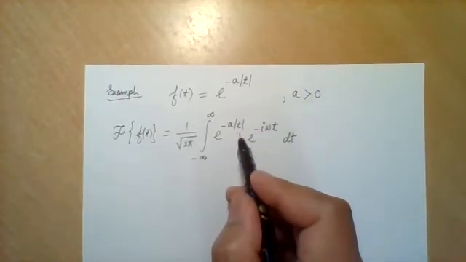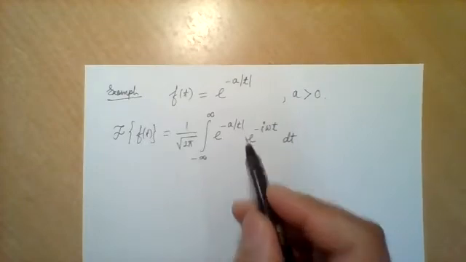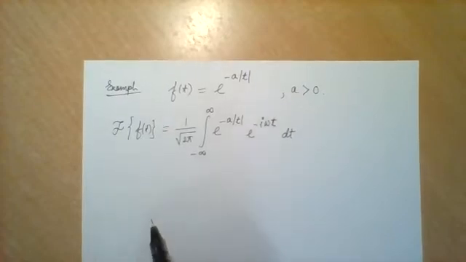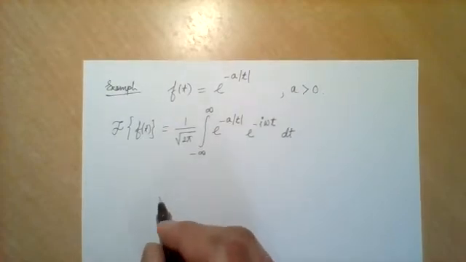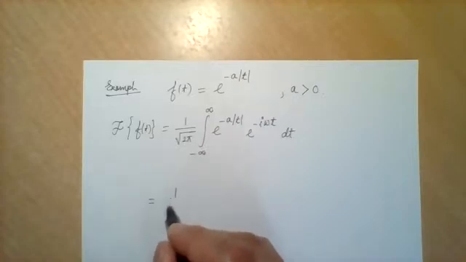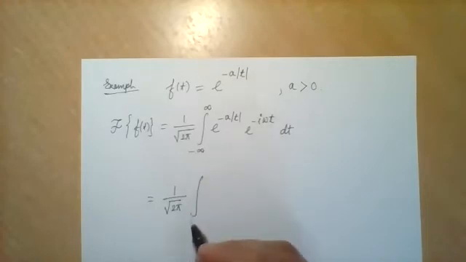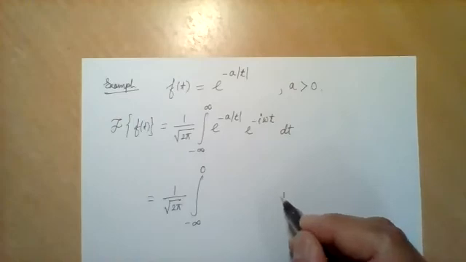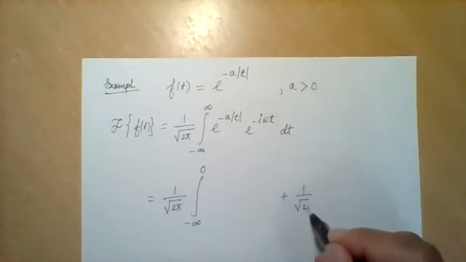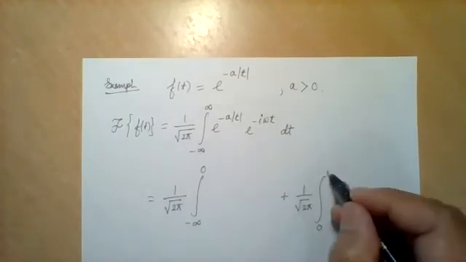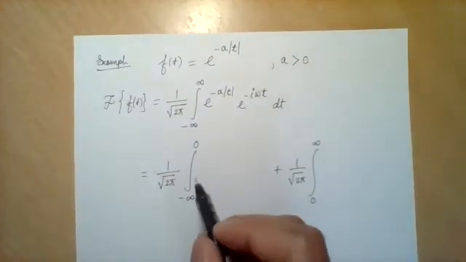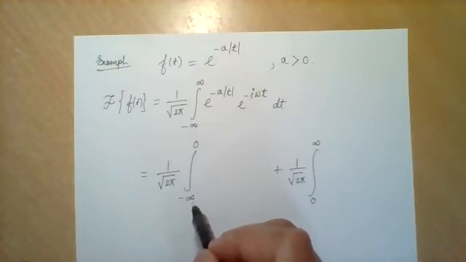And since we have a modulus of t here, what should we do? We should divide this range of integration into two intervals. One from -infinity to 0 and another from 0 to infinity. First, let us take the range from -infinity to 0.